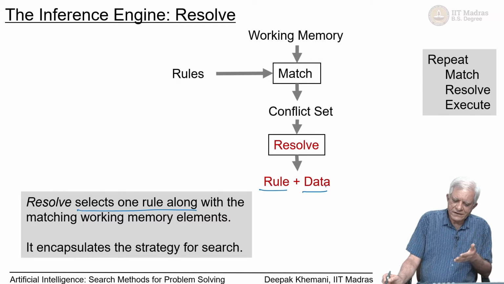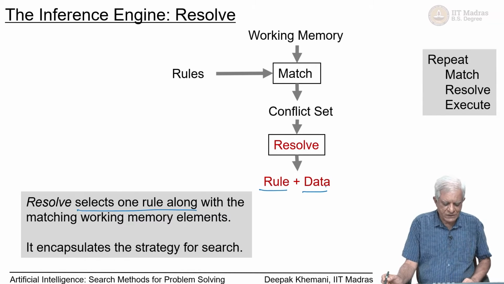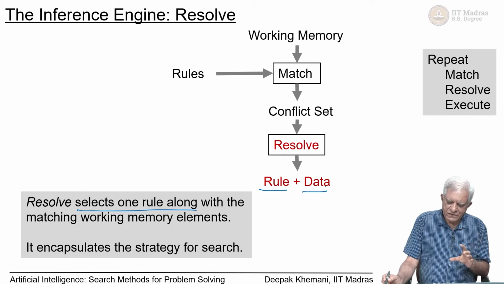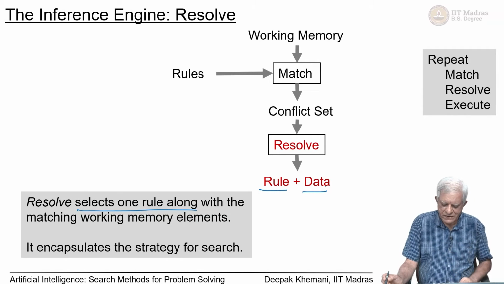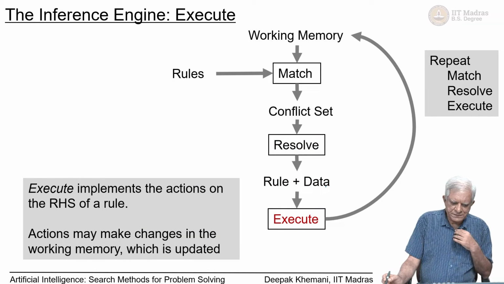In fact, the inference engine that we are looking at is also called a forward chaining rule based system, because you have the data, you match all the rules, and in some sense you are doing the move gen function, and then you select one of them. That selection is the crux of whether you are solving the problem efficiently or not. And that selection is done by a module which does resolution, which is called a conflict resolution module.